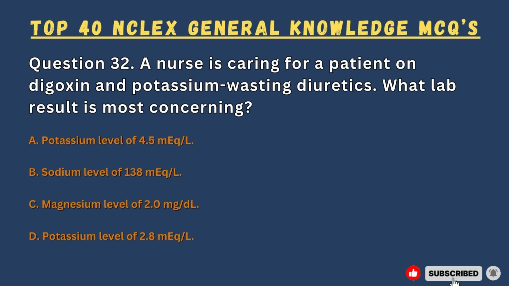Question 32. A nurse is caring for a patient on digoxin and potassium-wasting diuretics. What lab result is most concerning? A. Potassium level of 4.5 milliequivalent per liter. B. Sodium level of 138 milliequivalent per liter. C. Magnesium level of 2.0 milligrams per deciliter. D. Potassium level of 2.8 milliequivalent per liter.